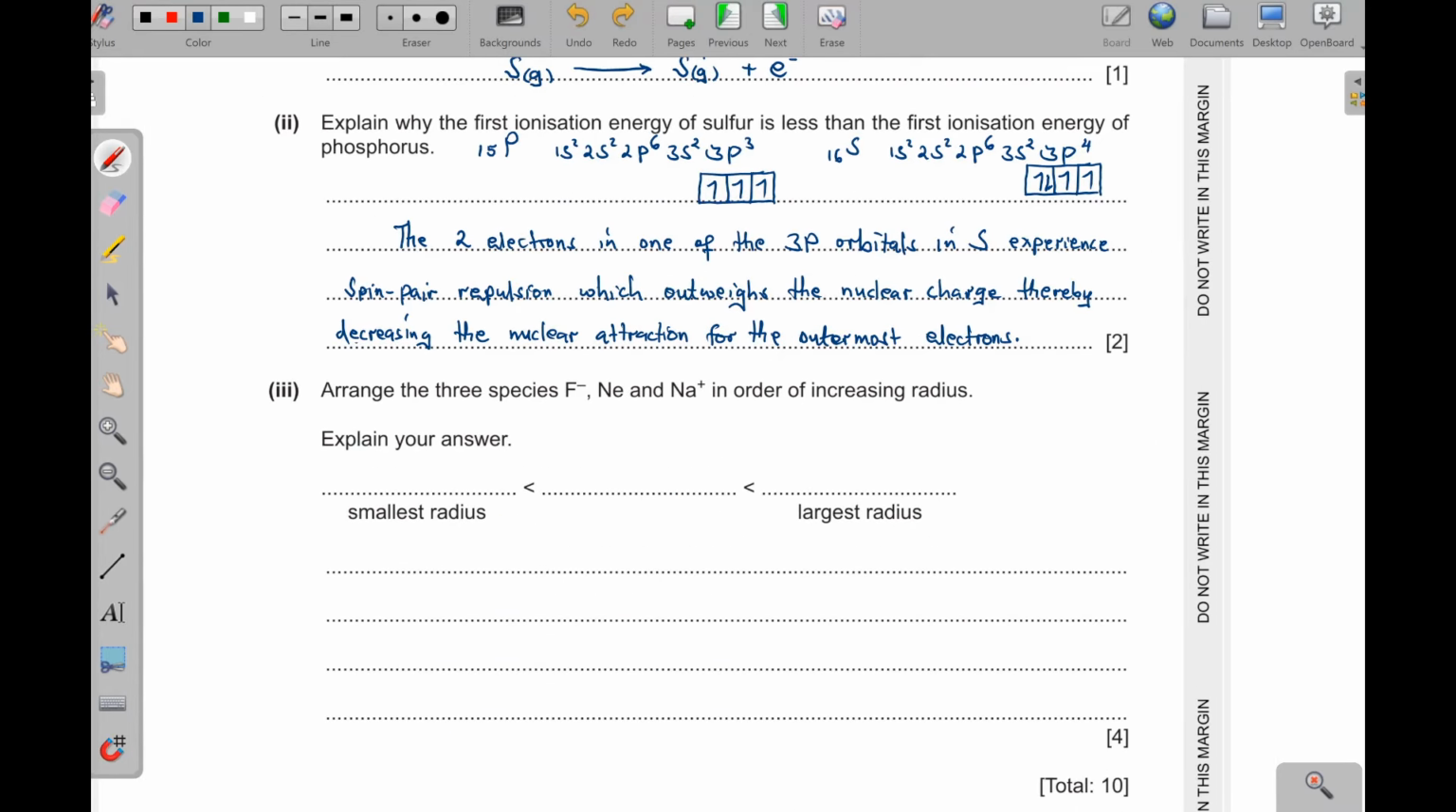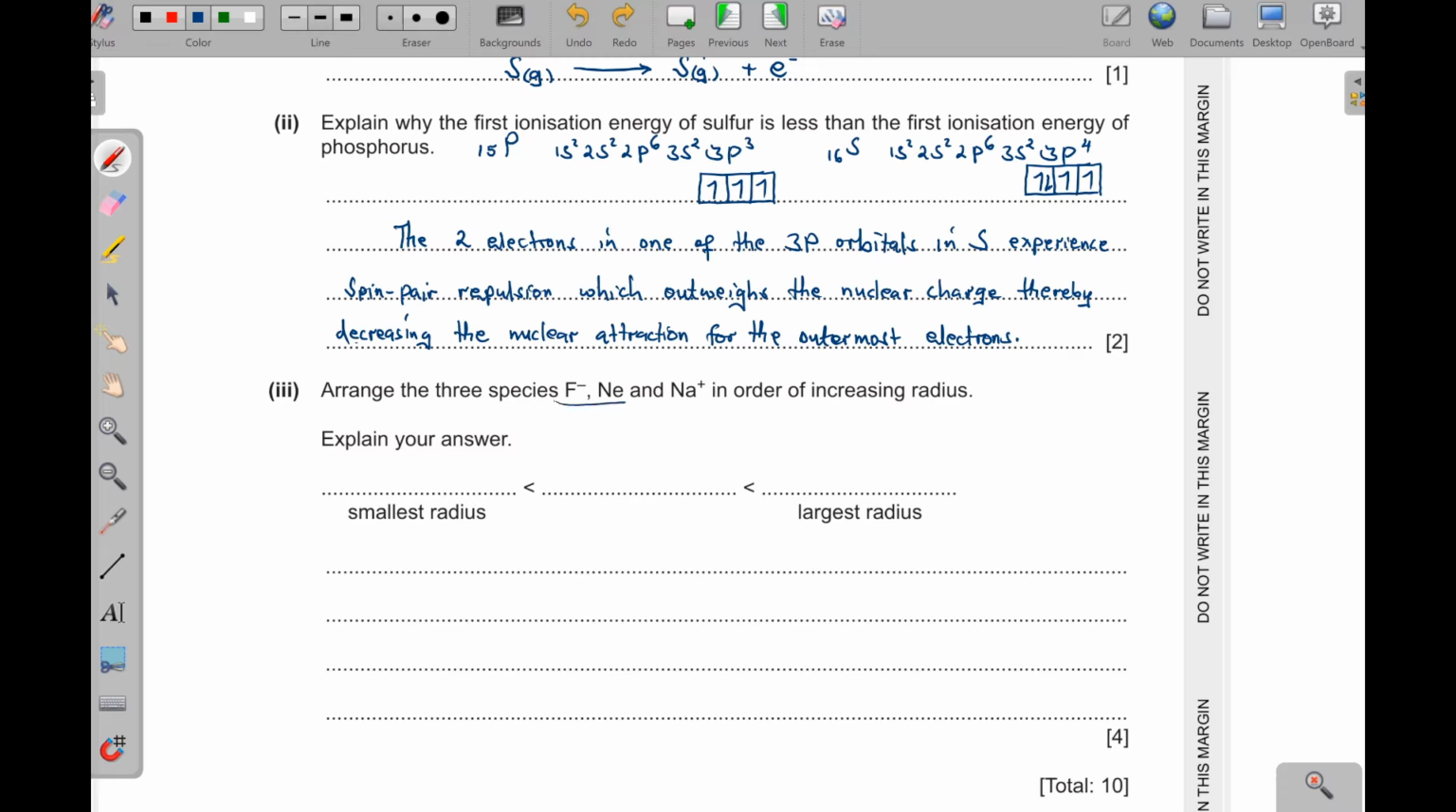Then Roman 3, arrange the three species: the fluoride ion, neon, and then the sodium ion in order of increasing radius. Now, when you look at all of these ones here, they have the same number of electrons. But how about the protons? Sodium has gotten more protons. It has 11. It is an ion here. It lost the electron, but the proton is still in the nucleus. So it has the highest.